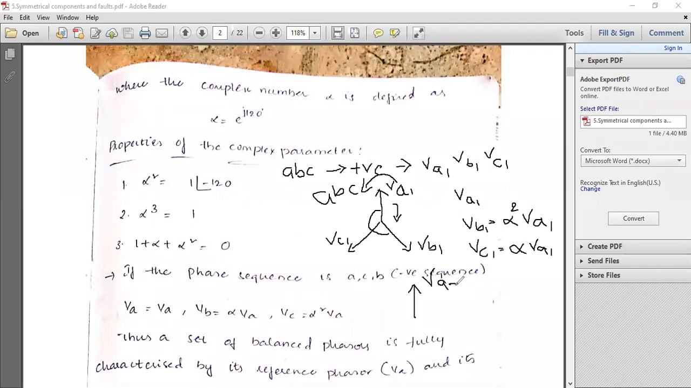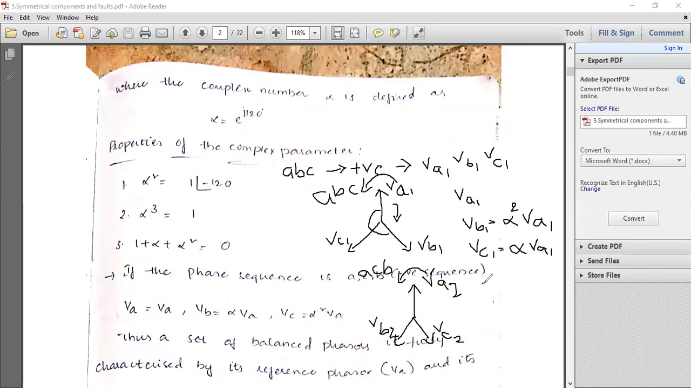So if you are taking VA2 in this way, what is the difference between the positive sequence and the negative sequence? Only the phase sequence is different. The remaining is as it is. So here, instead of ABC, now we are considering ACB. That means this is B and this is C. So this is VB2 and this is VC2.